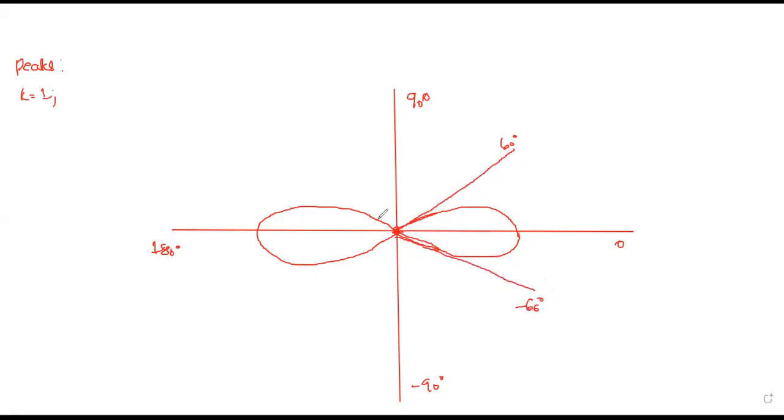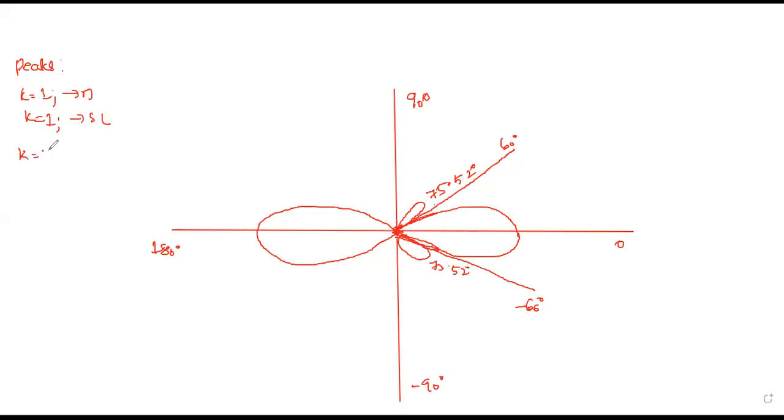Now k is equal to 1 is finished. K is equal to 1 side lobe. What was k is equal to 1 side lobe? 75.52, ma'am. So after 60 only you should get 75. So somewhere here it will be 75.52 degree. Similarly, the negative value, that is minus 75.52.